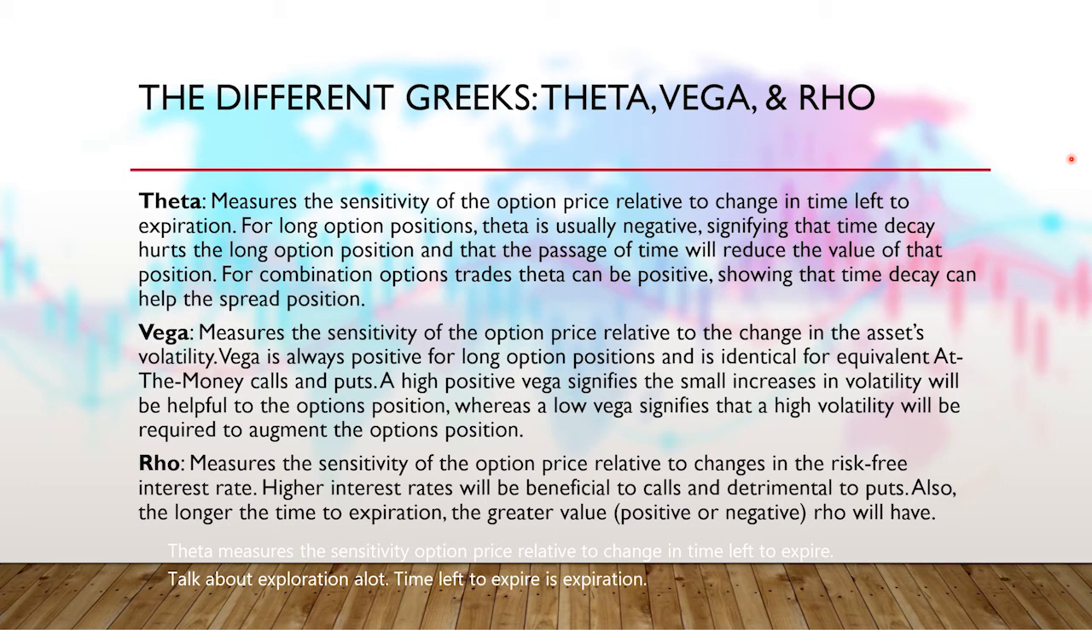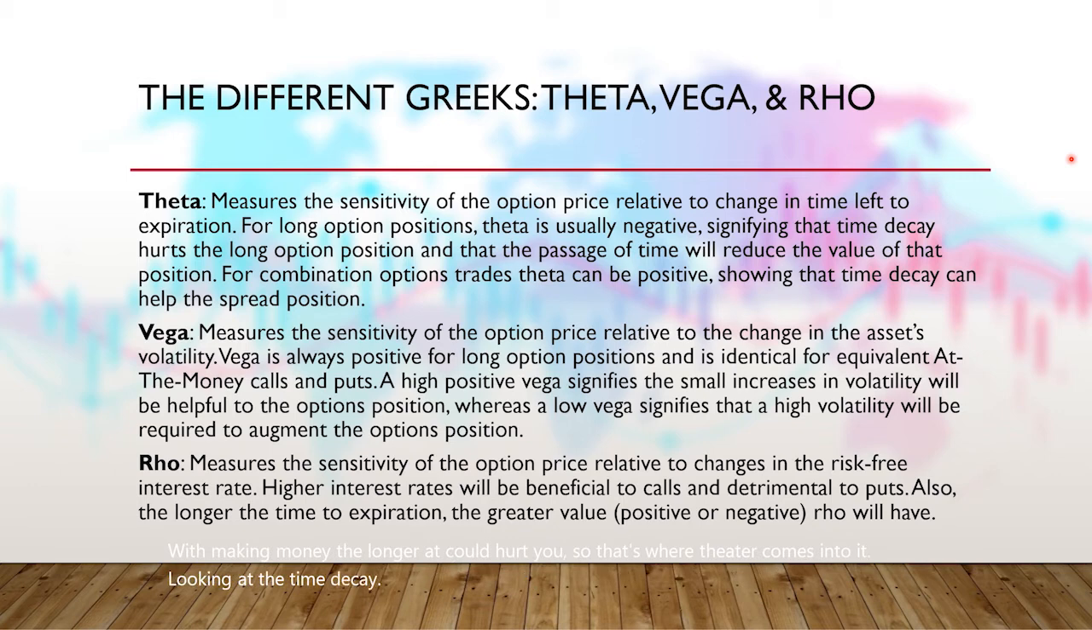For long option positions, theta is usually negative, signifying that time decay hurts the long option position, and that the passage of time will reduce the value of that position, hurting the underlying premium price. For combination option trades, theta can be positive, showing that time decay can help the spread position. Depending on how you're looking to trade, the closer to expiration could help you with making money, the longer out could hurt you. So that's where theta comes into it, looking at the time decay.